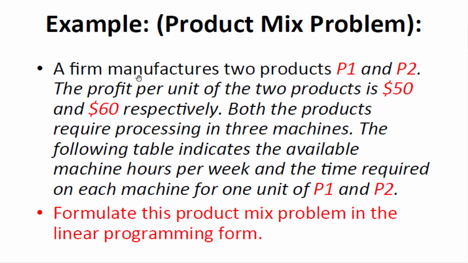We have a firm that manufactures two products, B1 and B2. The profit per unit of the two products is $50 and $60 respectively. So the profit for B1 is $50 and the profit for B2 is $60. Both of the products require processing on three machines. The following table indicates the available machine hours per week and the time required on each machine for 1 unit of B1 and B2.